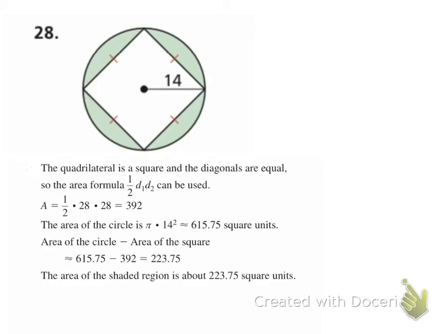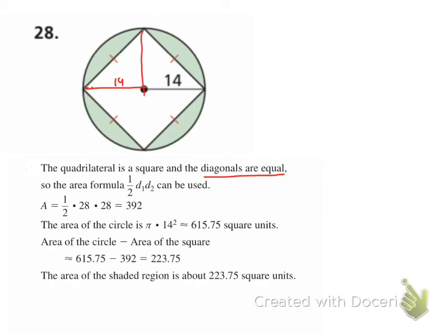28 is what here? The quadrilateral. You have been given that the quadrilateral is a square, and you have to find the green area. Same way, get the area of the circle, get the area of the square, and then subtract. And it's good that this is a square, so the diagonals are going to be equal. So this is 14, so this is also 14 because they bisect each other.